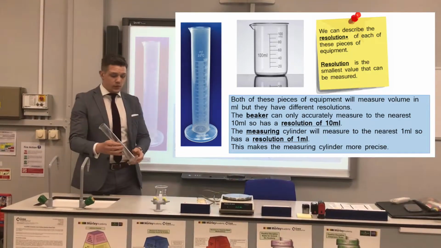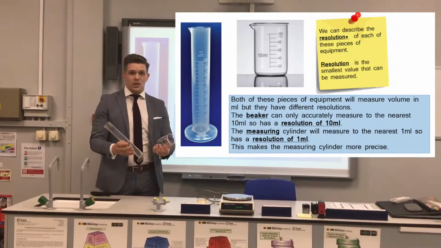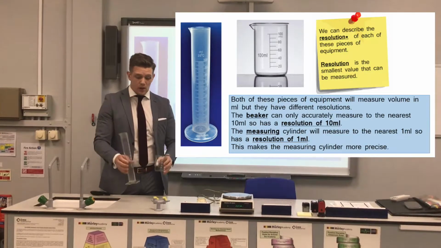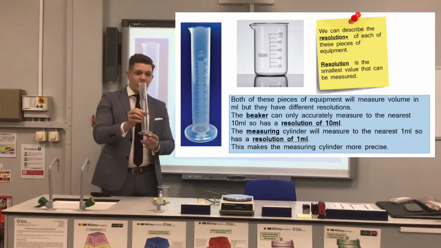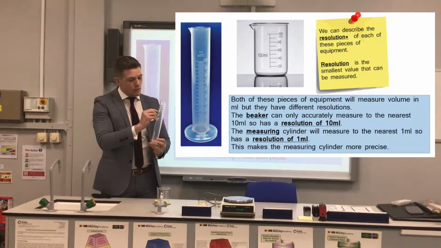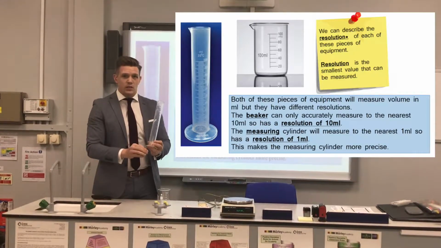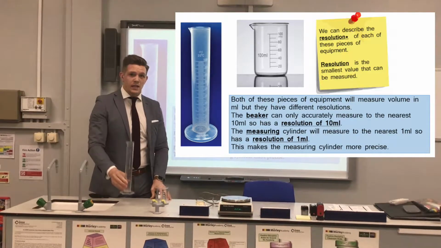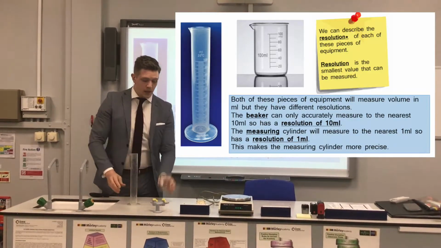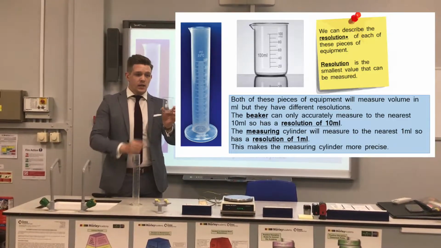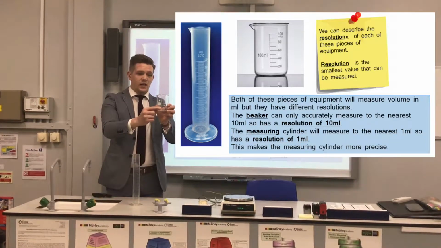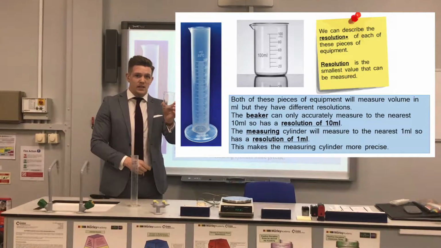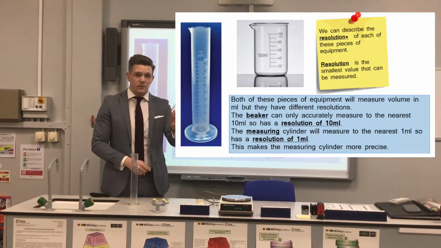So both of these pieces of equipment will measure 250 millilitres of a solution. However, my measuring cylinder, I can see on it, I've got smaller values that I can measure to. And in fact, the smallest value I can measure on my measuring cylinder is to 1 millilitre. Compare that to my beaker, I can see even on this one here, the smallest value I can measure really accurately on here is probably 50 millilitres. So it makes the resolution of that 50 millilitres.